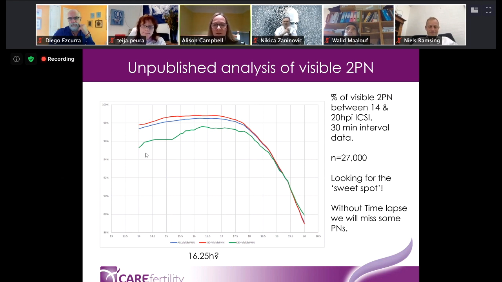At least on this large data set, we see that with the KID positives, so these resulted in successful clinical implantation. With ICSI, I would say 16.25 hours is the time that you will capture most of the two pronucleates successfully and accurately. You can see there's not a single time point between 14 and 20 hours where you will catch 100% of fertilization events. So I think it just goes to show that without time-lapse, we are certainly missing some successful fertilizations. And I think that's really sad.